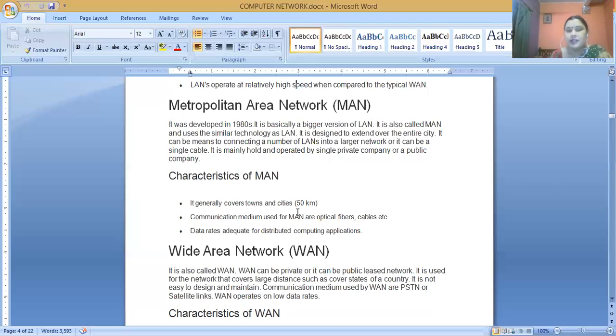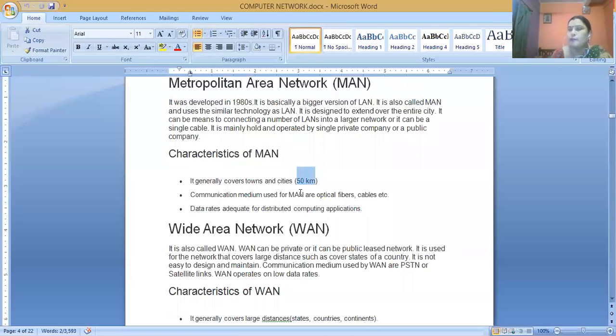It generally covers towns and cities, and its range is near about 50 kilometers. Then the communication media used for MAN, means what are the communication media through which the MANs are connected. The communication medium for MAN is optical fibers and cable.